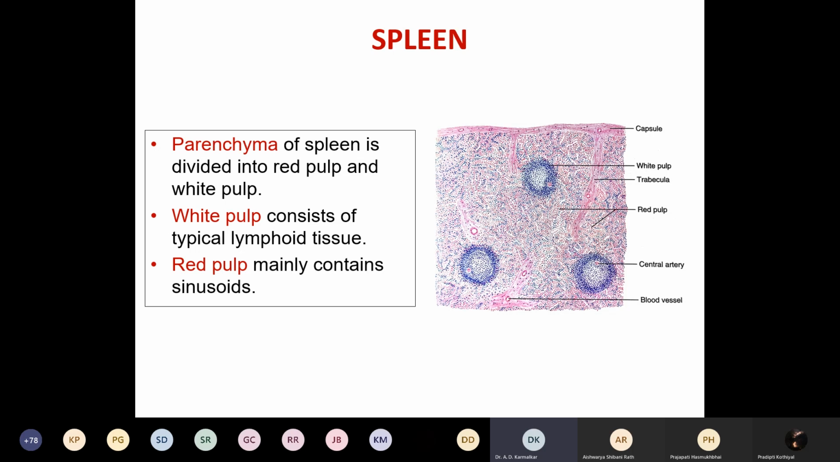So if you see in each diagram, this is white pulp. There is one pink structure, this is a central artery or arteriole. It is an eccentric arteriole which is surrounded by lymphocytes, which is the white pulp, and in between the white pulp there is the red pulp. The red pulp mainly consists of sinusoids, arranged in the form of cords, and in between the cords there are sinusoids.